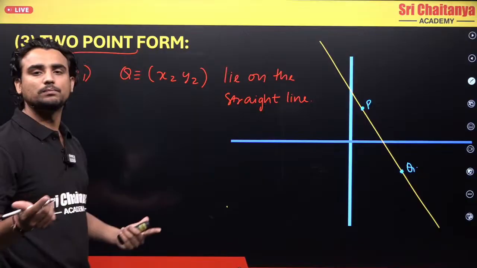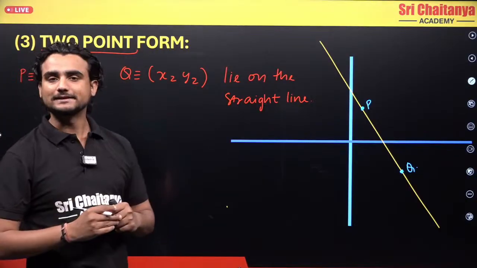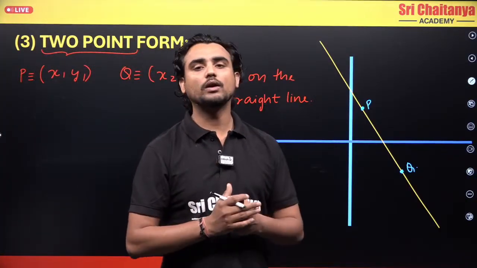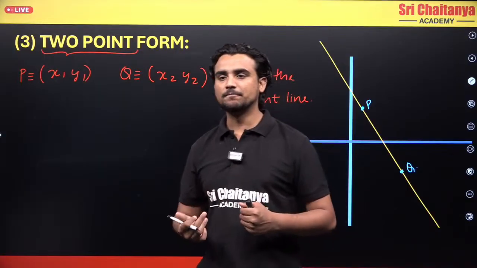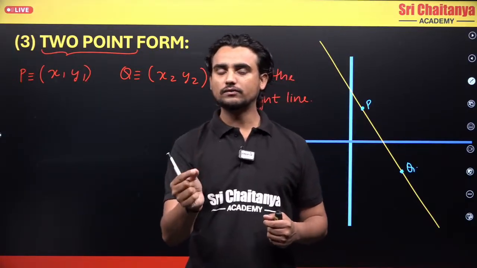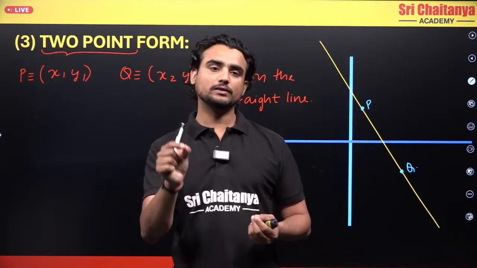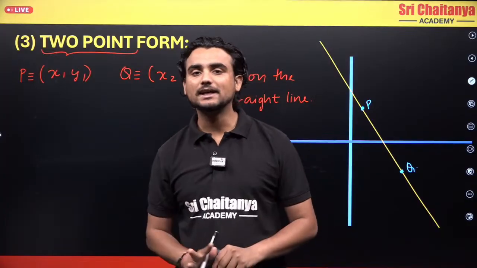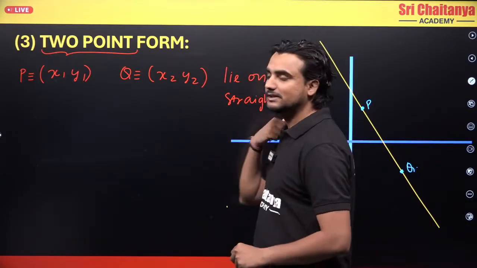So do I need the slope? No, we don't require the slope in this case. Do I need the intercept? No, I don't require any intercept also in this case. Only with the knowledge of 2 points, and those 2 points should lie on the straight line, I can write the equation of the straight line.